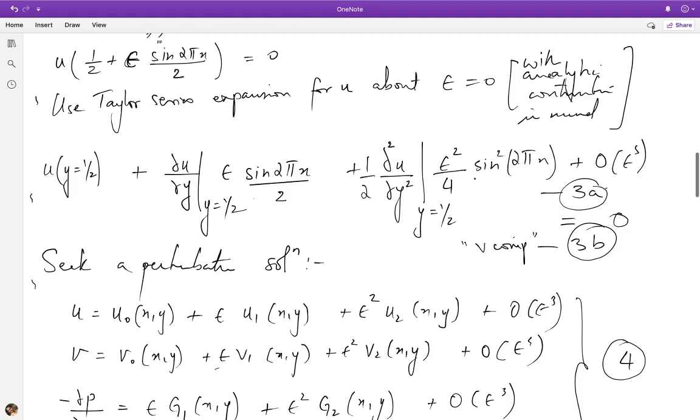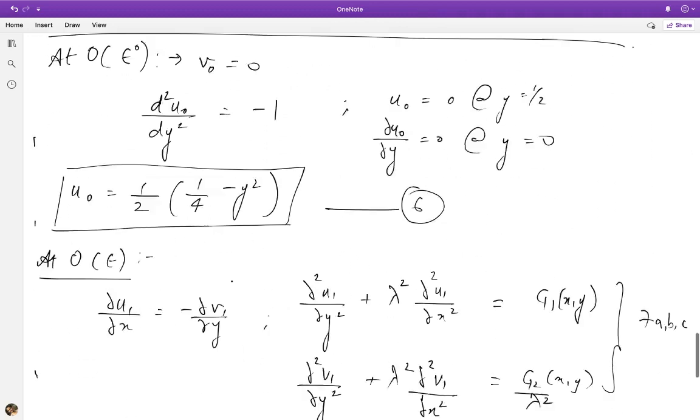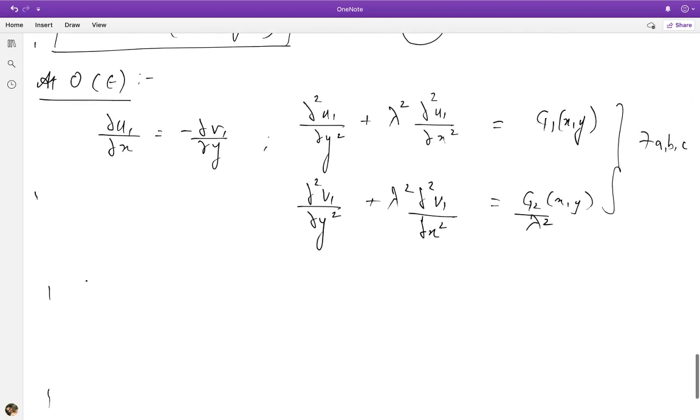And this term has no contribution at all, because even if I take u0, it's already epsilon square. So the only term I have is u1 coming from here, and then the derivative of u0 with respect to y times sine 2 pi x by 2, which is equal to 0. So if I take that to the other side, I can write out the final boundary condition at y equal to half as u1 equals minus sine 2 pi x by 2 times dou u0 by dou y.